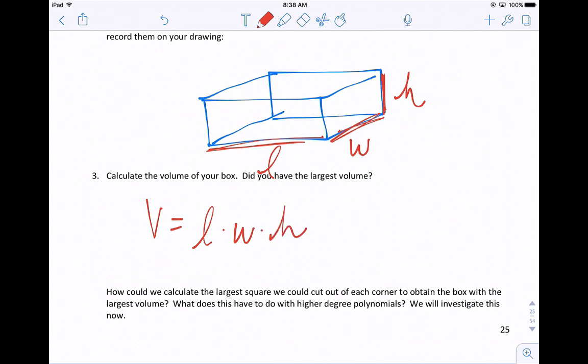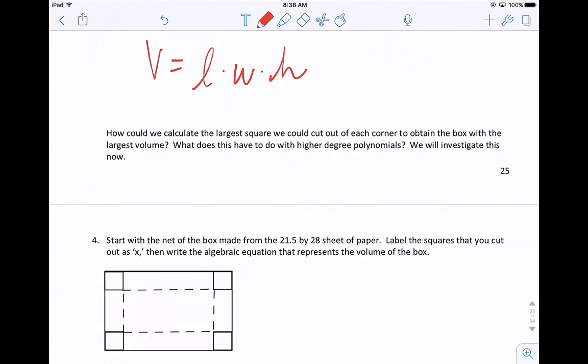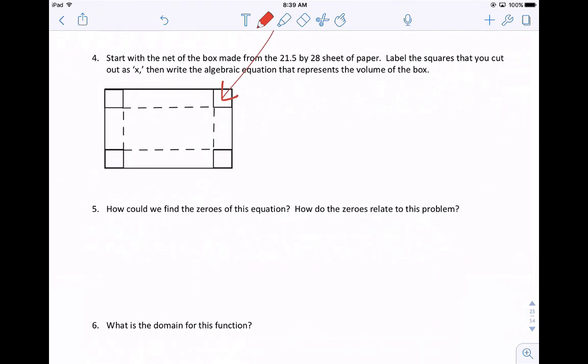And we found in each class who had the largest volume and what size square they cut out from the corners. So the question: how could we calculate the largest square we could cut out from each corner, these squares right here, to obtain the box with the largest volume? And then what does this have to do with higher degree polynomials? That's the mathematical part that we looked at in class. So here is how you do it mathematically.